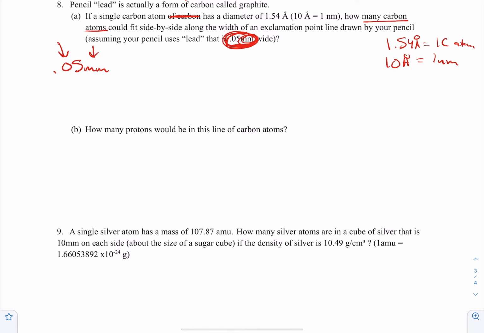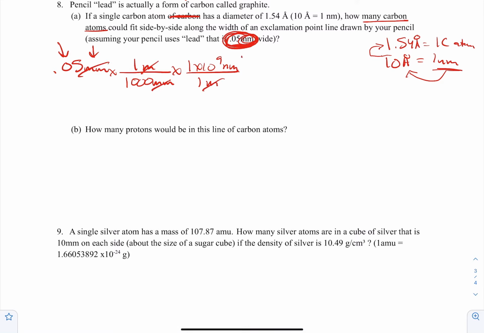So I'm going to go from millimeters, and I see that there's a conversion factor to angstroms. And I know that if I can get to angstroms, I can get to carbon atoms. So I'm going to turn this first to meters. I know that there's 1,000 millimeters in 1 meter, so that I can get this into nanometers. So 1 meter has 1 times 10 to the 9th nanometers. Okay, and that way these cancel, and now if I were to stop here, I would get an answer in nanometers worth of the width of this pencil line.